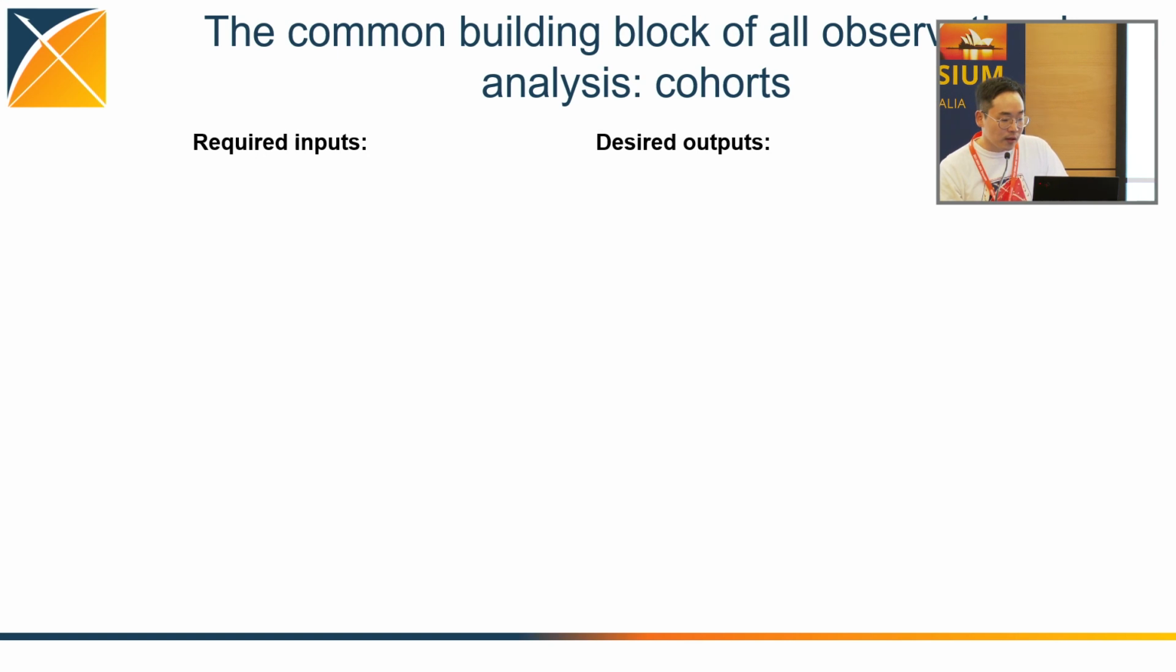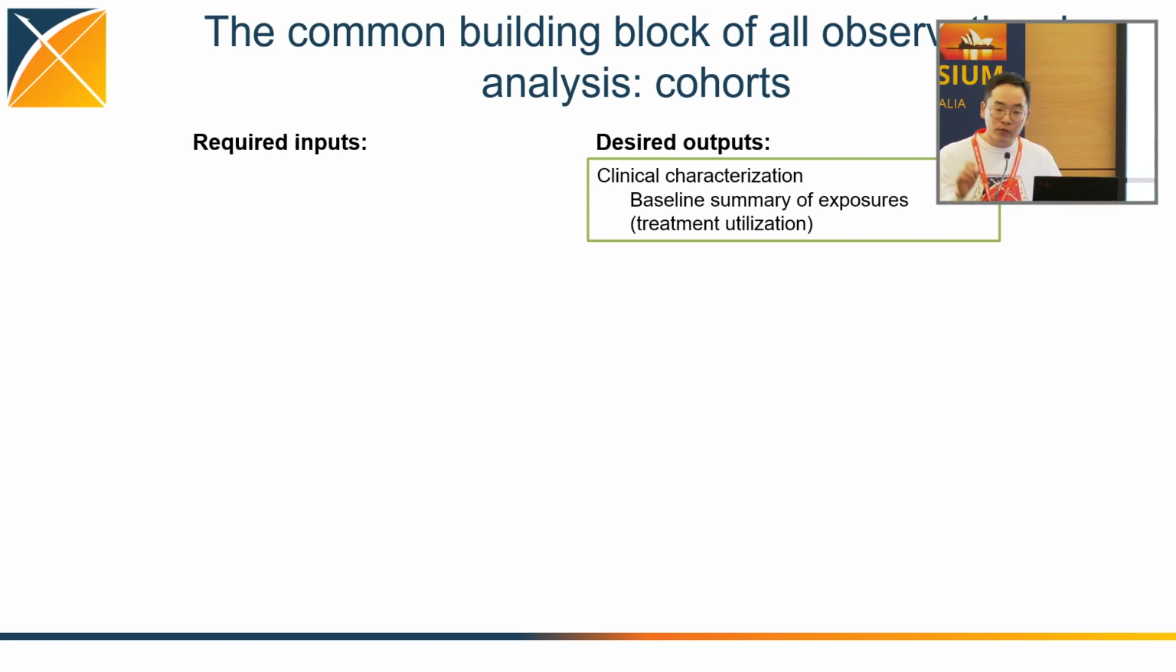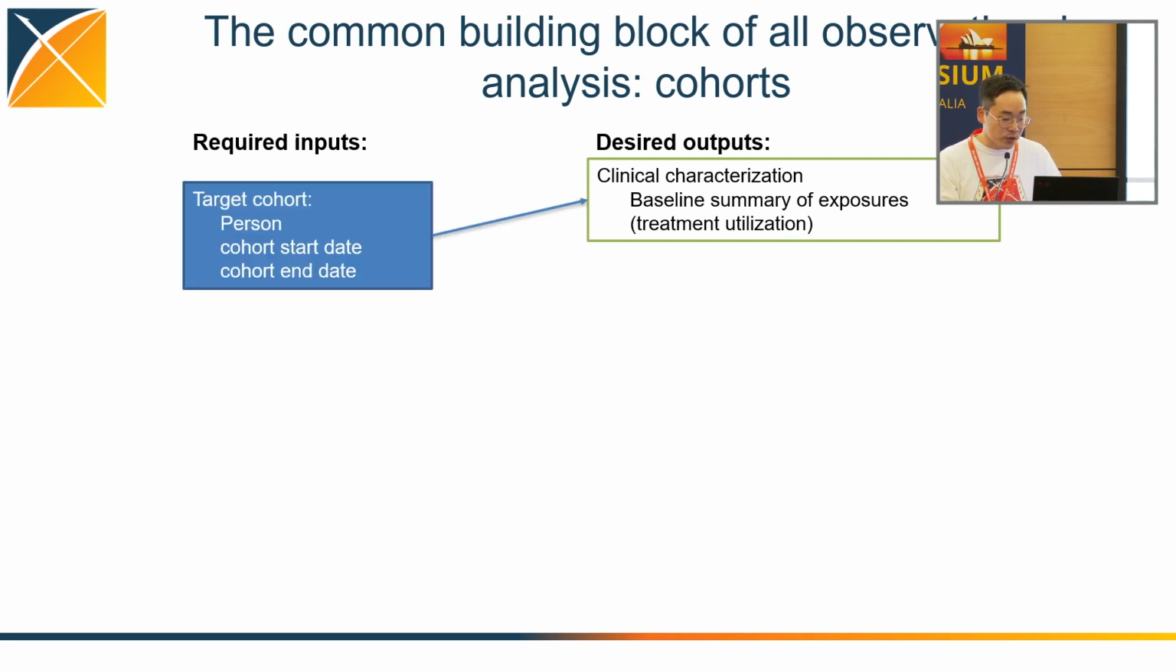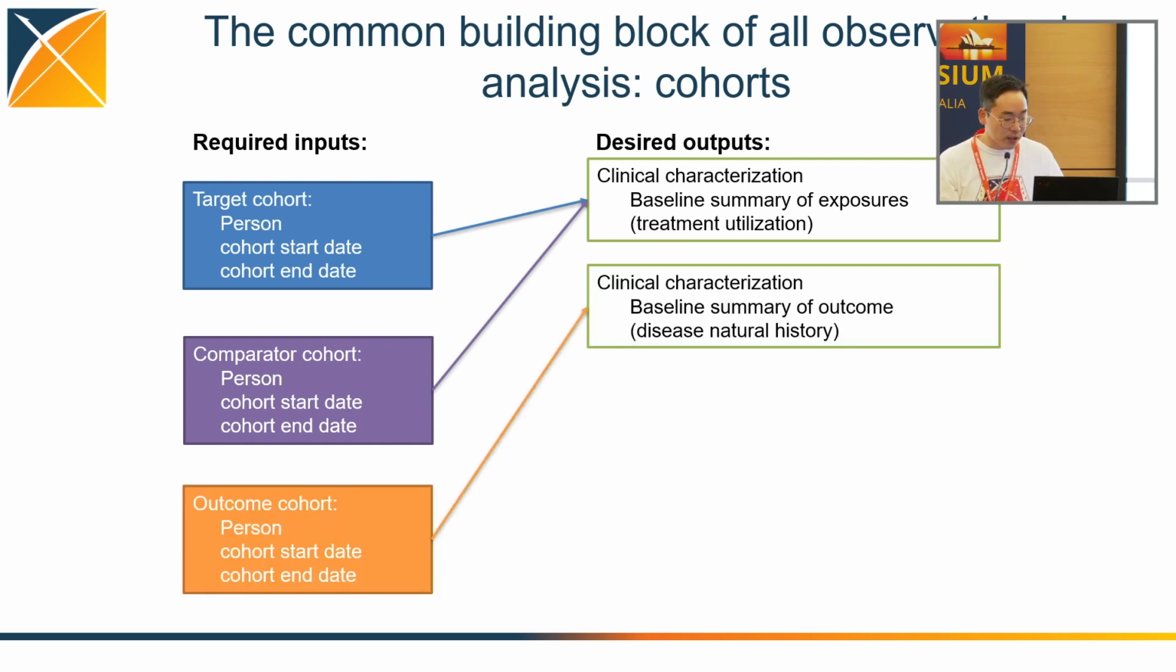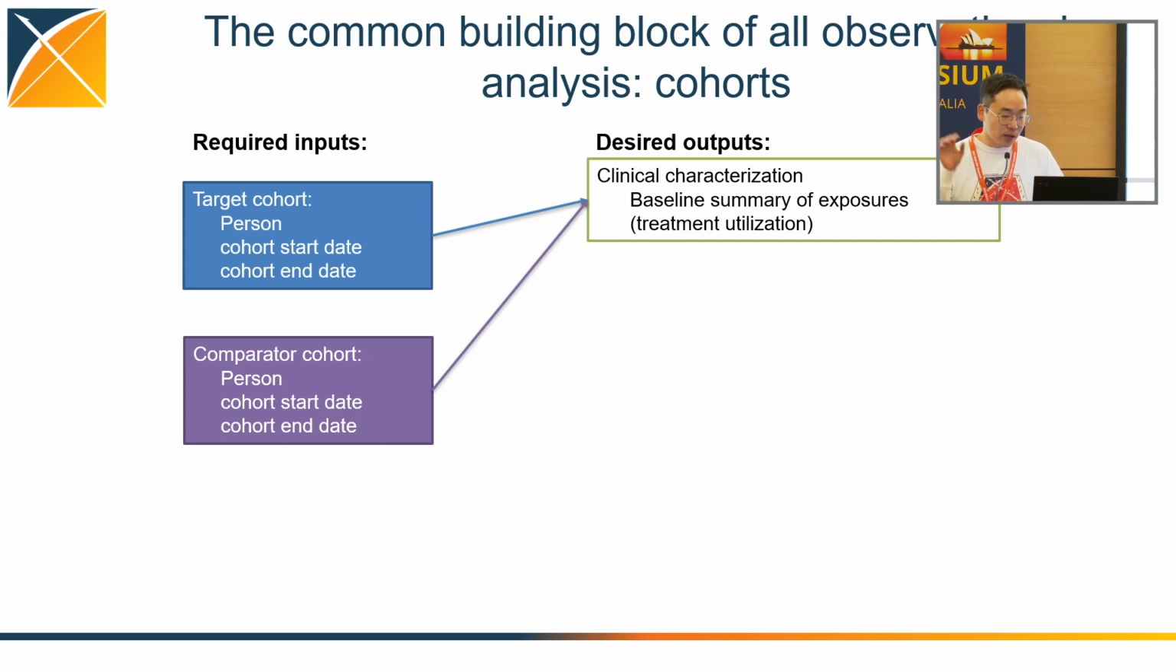Again, cohorts are the common building block of all observational analysis in OHDSI. If you want to characterize baselines, or produce a baseline summary of exposures, you need a cohort, which is a set of persons with a defined start and end date. If you have another cohort, then you can compare the characteristics of these two cohorts.